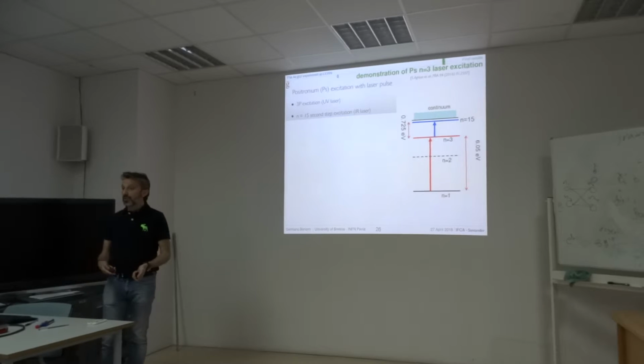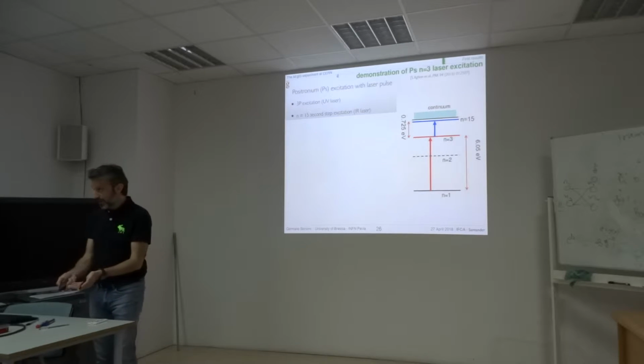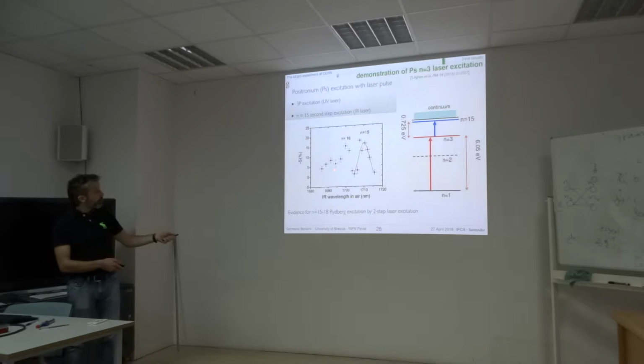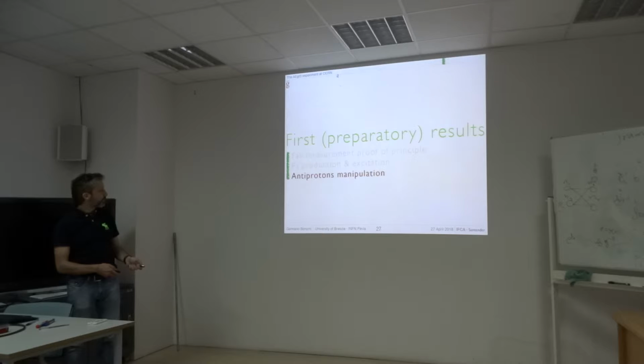Then we did also another measure. Since we know the positronium n equal 3 was there, we tested also if we were able to pick a specific n and excite the positronium at the specific n, and indeed we saw that we've been able to excite to n equal 15. Okay.